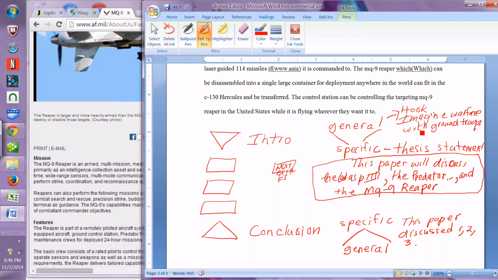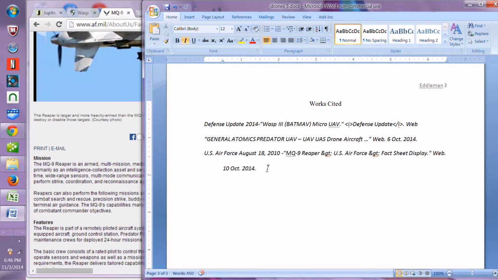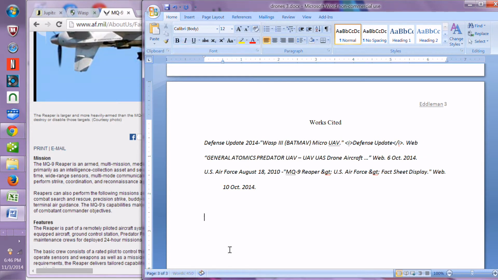Let me go ahead and type. I can type faster than I can write. And so for our intro here, I don't want it to be in italics, but I will do it in red. Imagine warfare with no ground troops.